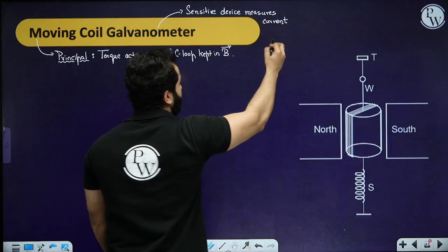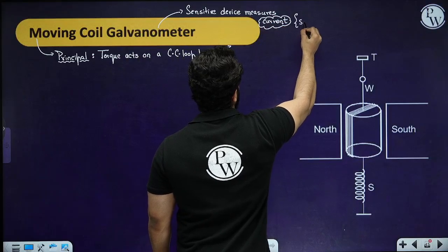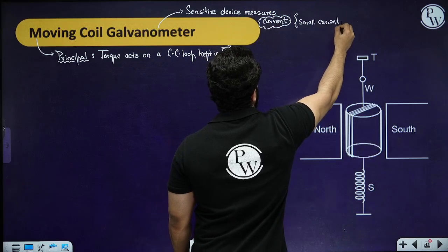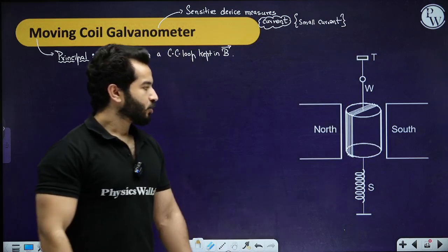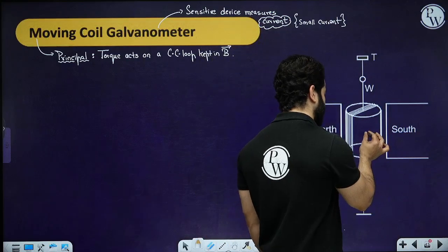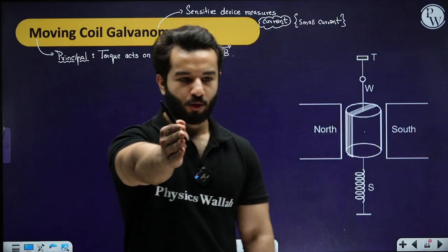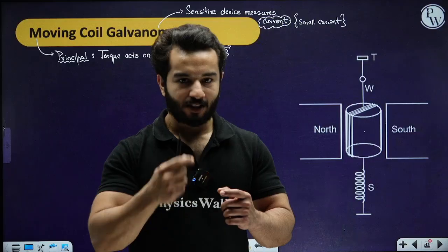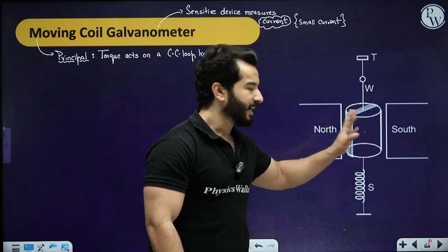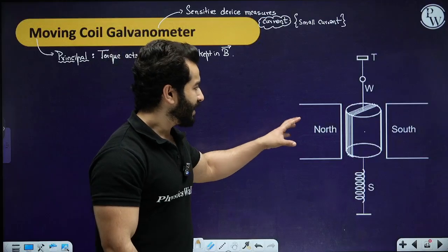Which measures current, and this current is actually very small, right? So how does it work? It works on the principle that, let's suppose we have got something like an arrow attached to this cylinder. Now as the current is going to pass, see, a current carrying conductor is kept in a magnetic field, and this magnetic field is radial, by the way, right? So this is going to move.